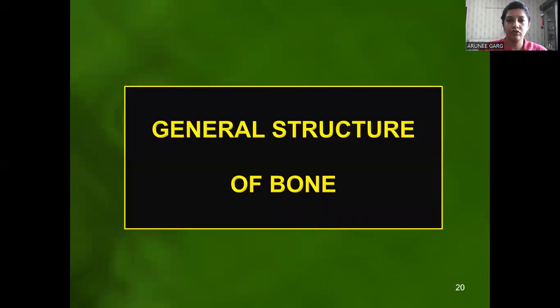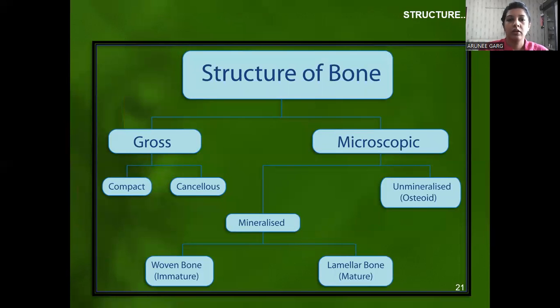Now the general structure of the bone. Grossly, it can be divided into compact and cancellous bone. Microscopically, it can be mineralized or unmineralized bone. Unmineralized is also the osteoid, the matrix. The mineralized bone is again divided into woven bone, which is immature bone, and lamellar bone, or the mature bone.